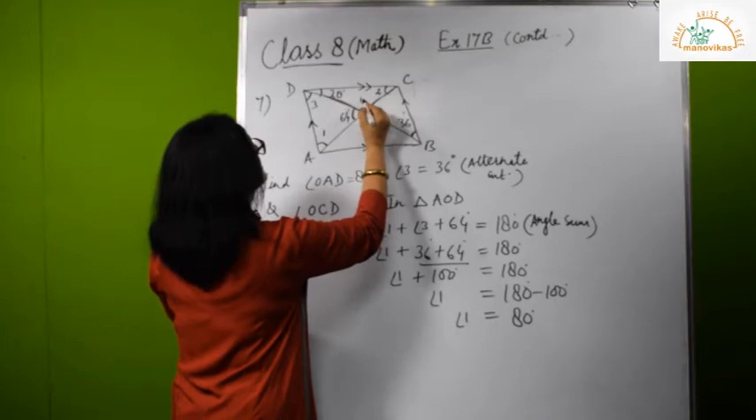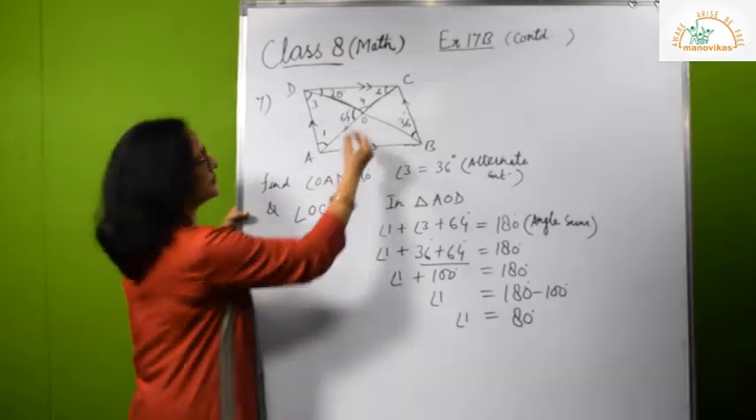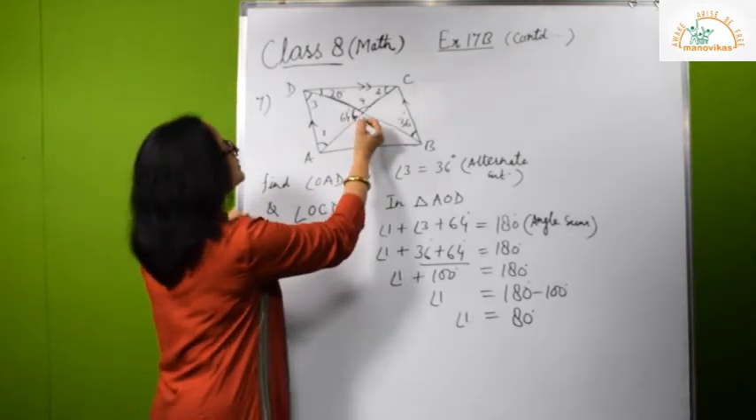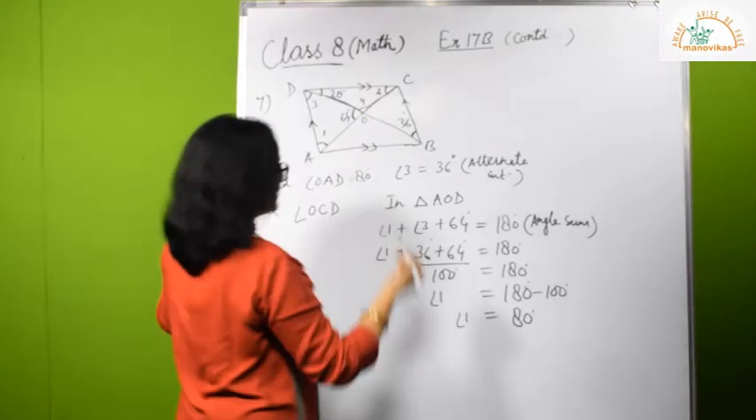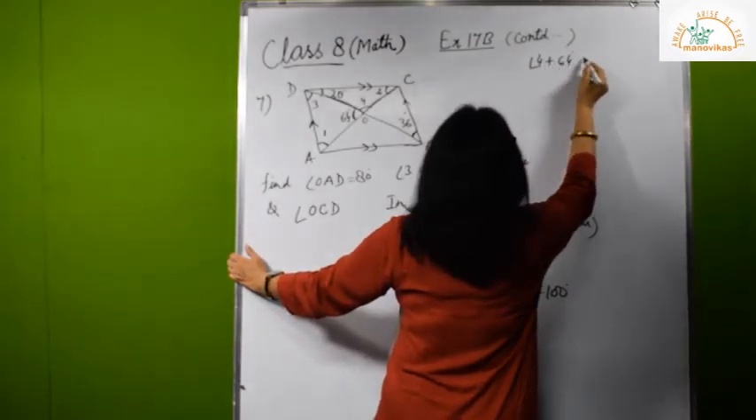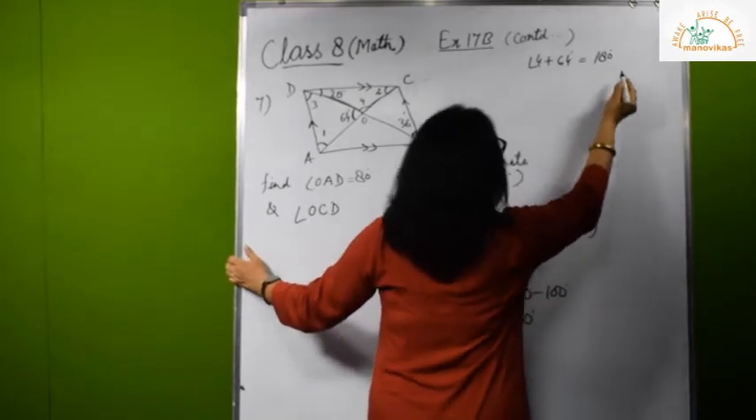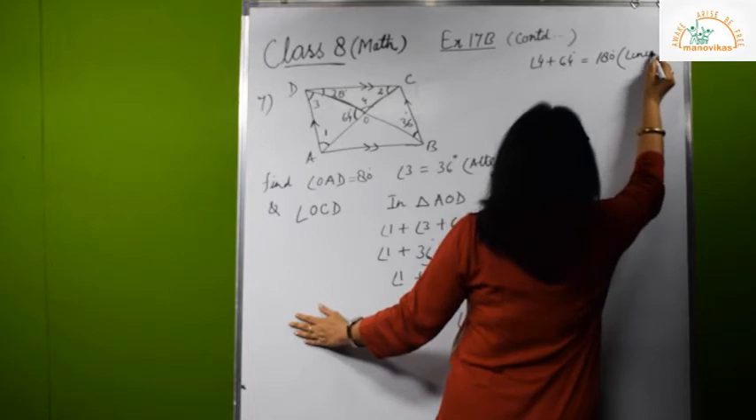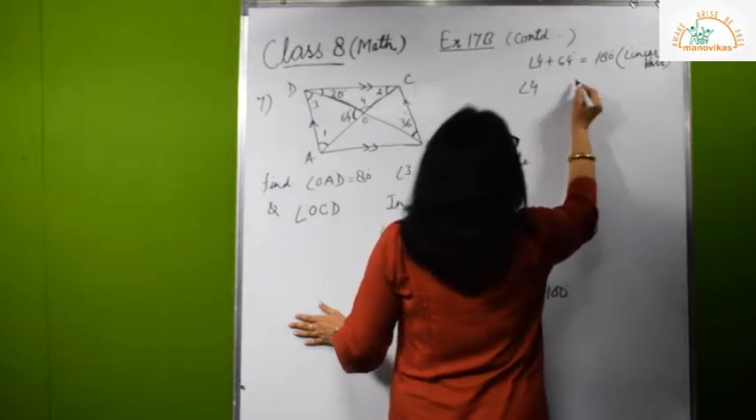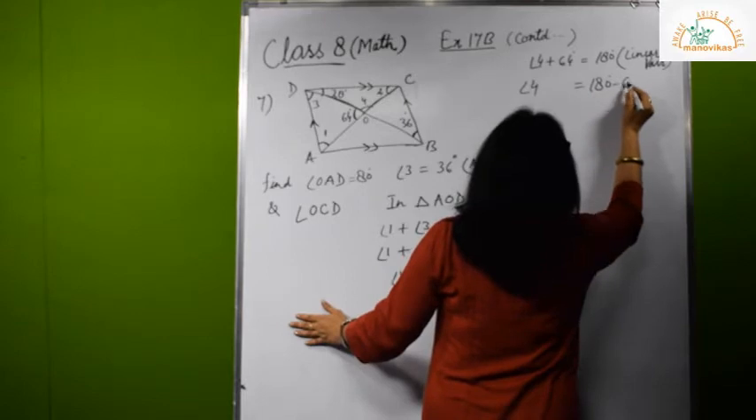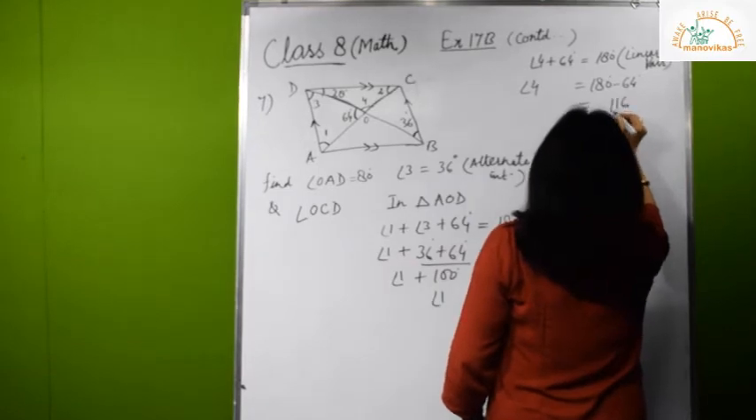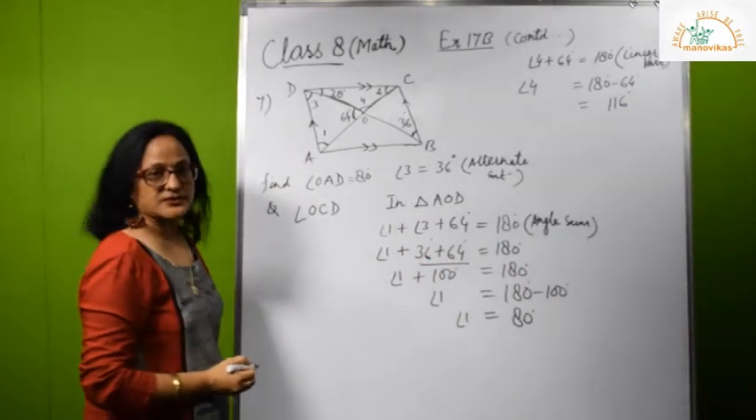Suppose this angle is angle number 4. If you take the sum of 64 and angle 4, it is a linear pair, so this is equal to 180. With the help of 64, you can find angle 4 easily. So angle 4 plus 64 is equal to 180 degree. Why is this 180 degree? This is a linear pair. Okay. So now angle 4, by transposing 64, you can find it. Angle 4 is equal to 116 degree.